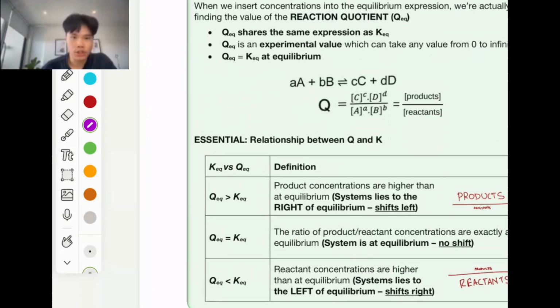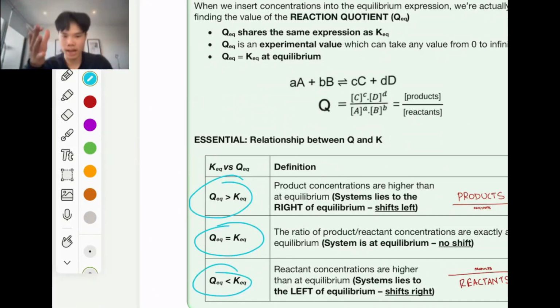Okay, introducing Q again. Q has the same expression as K, but it is an experimental value, and you use it to test against K. You calculate Q from concentrations at any point, whether the system is or isn't at equilibrium. The three cases you need to know are when Q is bigger than, equal to, or less than K. It tells you whether you're to the right, to the left, or at equilibrium. You should be able to calculate that and compare to say that.